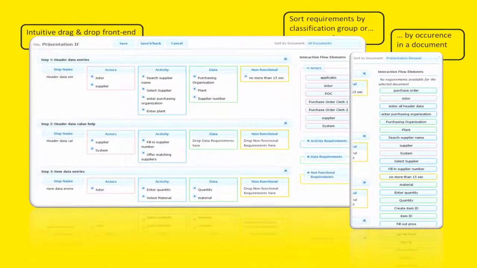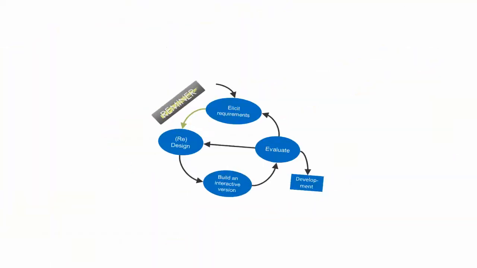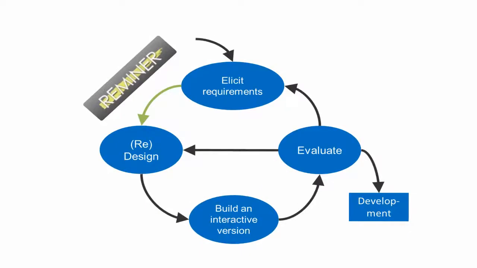On the intuitive drag-and-drop front-end, you can switch the sorting of the requirements between classification groups and the time of occurrence in a document. With all of these features at hand, REMINER is a powerful tool to help design requirements better, faster, and more complete.